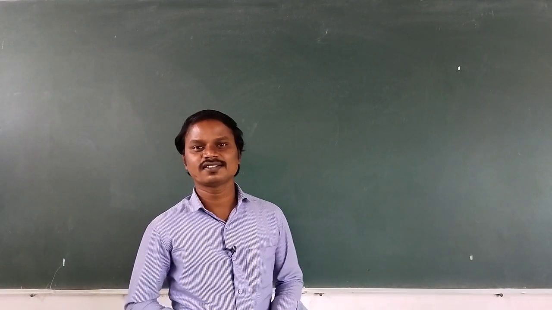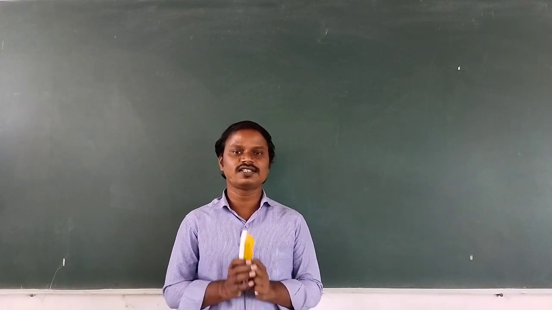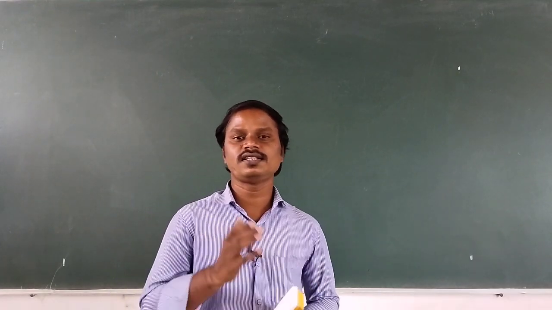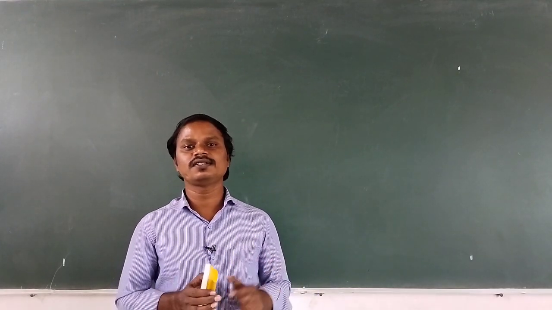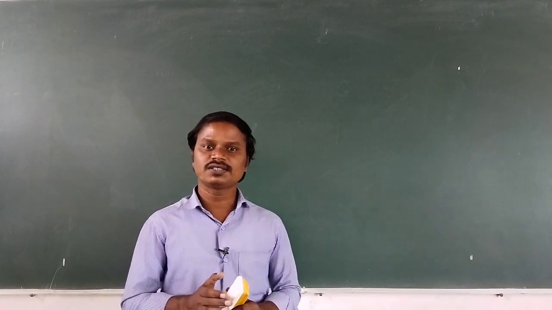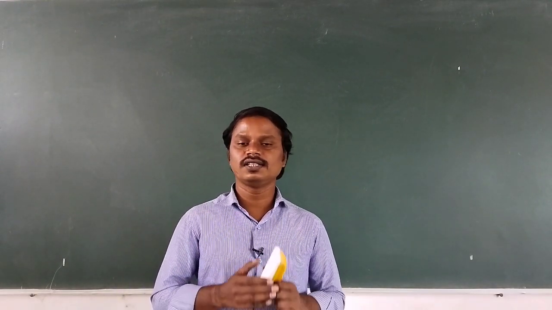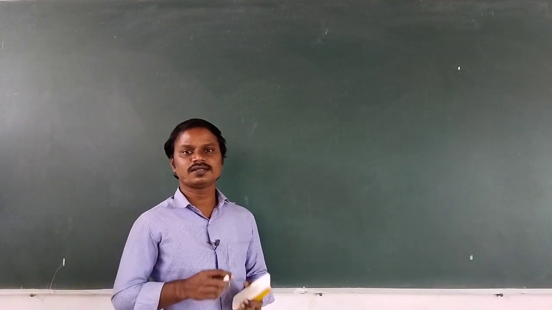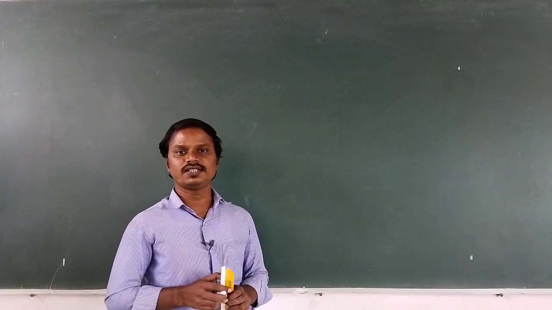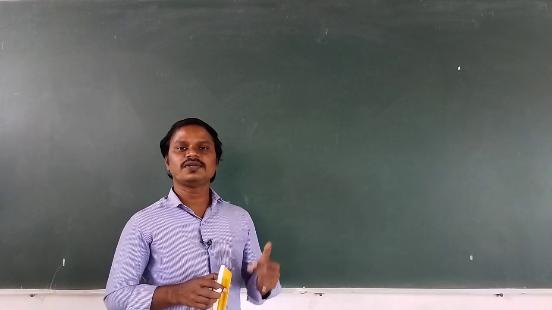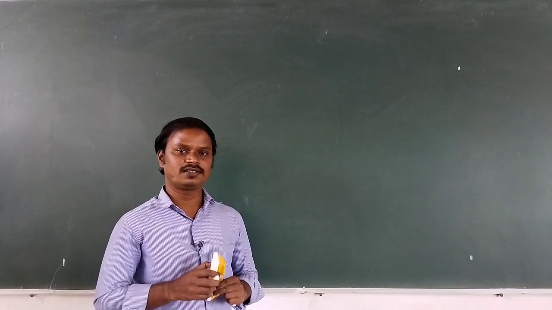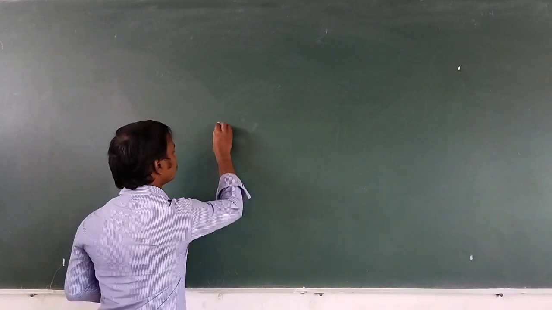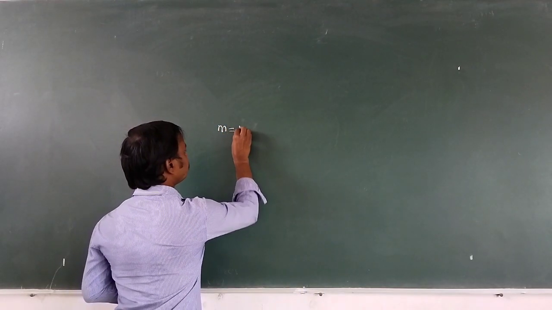Hello dear students, in last classes we discussed the reflection of light by plane mirror, and also we discussed the nature of the image formed by the plane mirror, magnification produced by plane mirror and the focal length of the plane mirror. So what is the focal length of plane mirror? The focal length of plane mirror is infinity. And also what is the magnification produced by the plane mirror? The magnification produced by the plane mirror is +1, that is m is equal to +1.